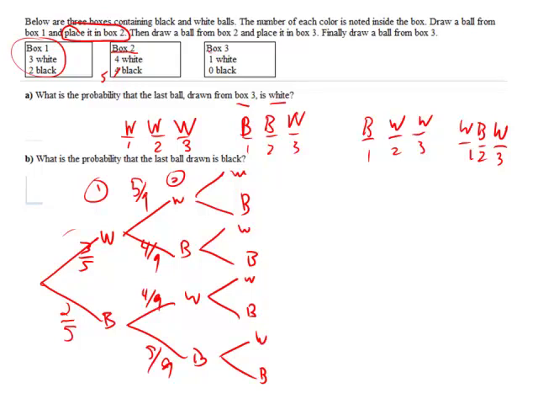Take that ball, put it into box 3. Now box 3 has no black at all. If you took a white out and put it into box 3, there's no blacks. You're guaranteed that what you pick out is going to be white. It's a 1 probability and 0 probability. Same thing down here. If your second ball was a white, then you're guaranteed that your third ball is going to be white. If you want to put like 1 out of 1 or 100% or something like that, I don't know. I just think 1 and 0 is good.